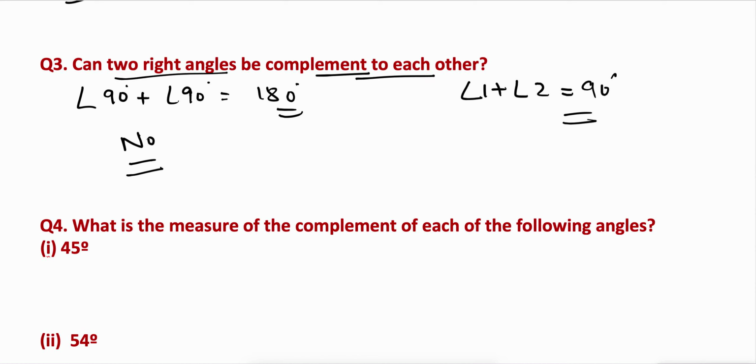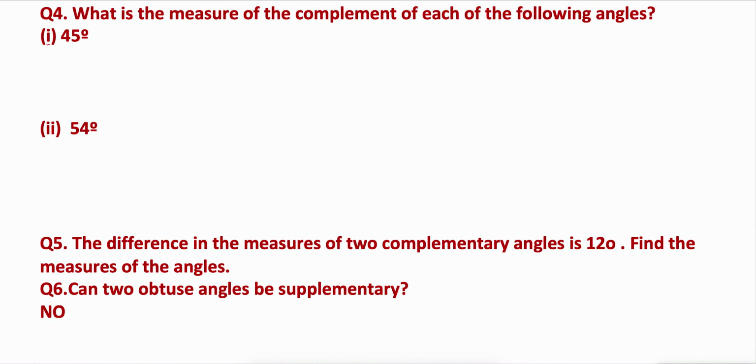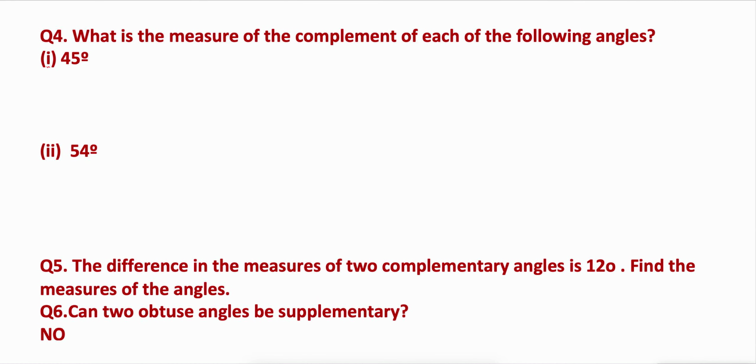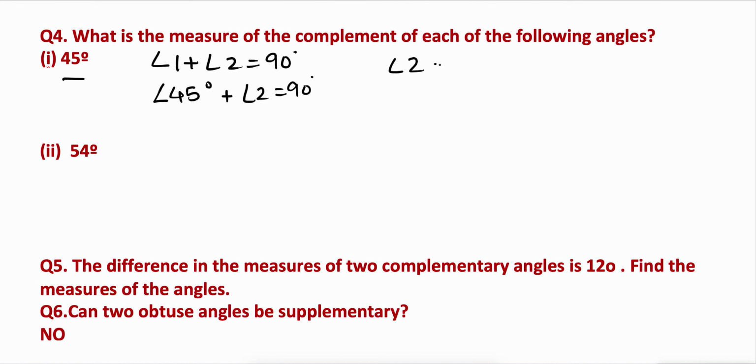Question number 4. What is the measure of the complement of the following angles? For complementary angles, we know that angle 1 plus angle 2 is equal to 90 degrees. So if one angle is given as 45 degrees, what is angle 2? Angle 2 will be 90 minus 45 degrees, which comes to 45 degrees. This way we can find the other angle, and as we all know, in complementary angles, angle 1 is the complement of angle 2 and angle 2 is the complement of angle 1.